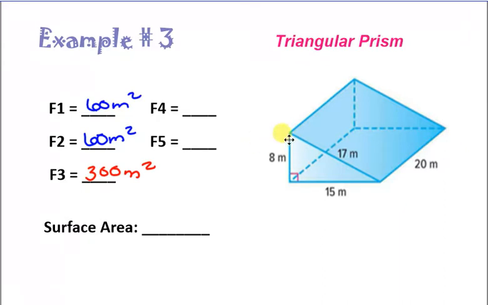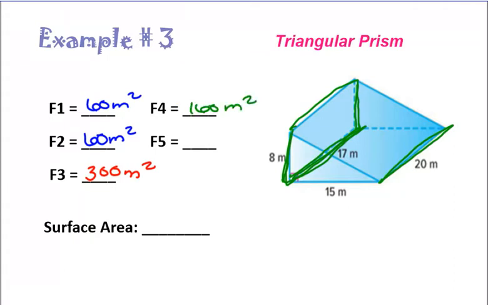Now we'll do this one in the back here. And remember, it really doesn't matter what order you do them in, because at the end of the day, you're adding them all up. This base right here is going to match this base right here. So that's going to be 20, and then its height is 8. So when we do 20 times 8, we're going to get 160 meters squared.